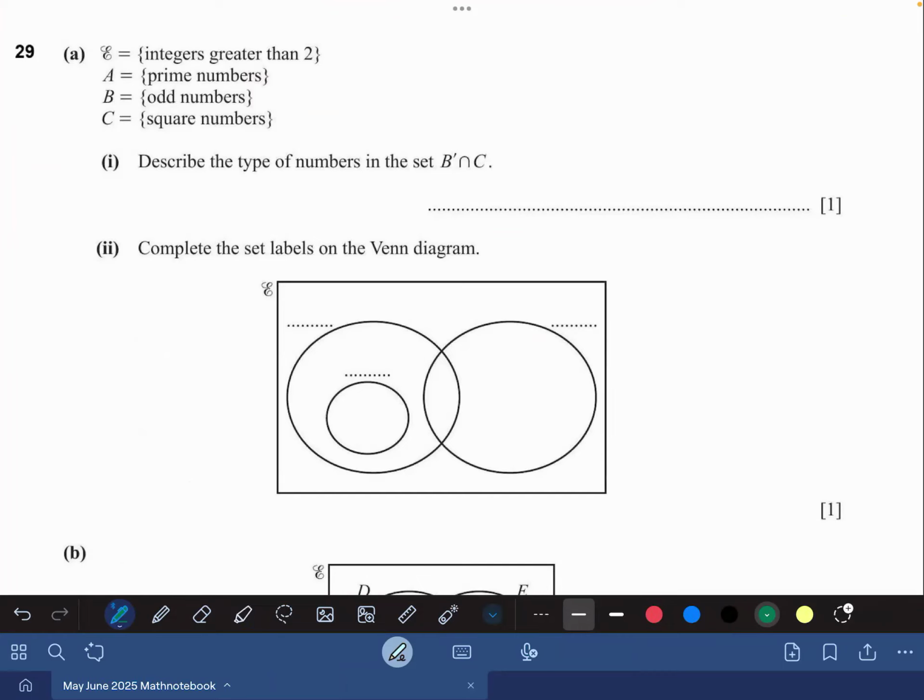Integers greater than 2, integers greater than 2. So integers greater than 2 can be 3, 4, 5, 6 and so on. Prime numbers greater than 2 are 3, 5, 7, 11, 13 and so on. Odd numbers can be 3, 5, 7, 9 and so on. Square numbers greater than 2 is, जी बेटा.